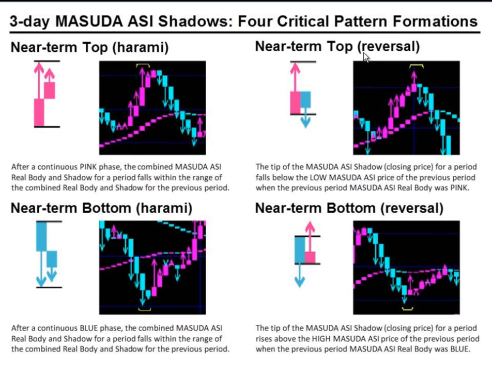Let's look at the near-term top reversal, or in other words, the bearish reversal. Basically, this means an about face. So you thought you'd been going one way, and then it turns out that you're going the other way very quickly. The tip of the Masuda Ashi shadow, which we learnt in the previous lesson, the tip of this arrow, is the closing price for a period. It falls below the low Masuda Ashi price of the previous period, when the previous period Masuda Ashi real body was pink. Again, it's another mouthful. Let's look at it more slowly.